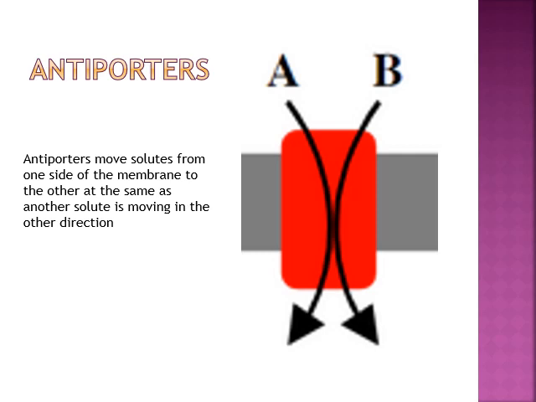And then an antiporter is where you have two molecules moving in different directions. So for this to work, you bind on one side of the cell. That opens up a binding spot on the inside, and then they're able to switch. So they're moving against each other. Anti.